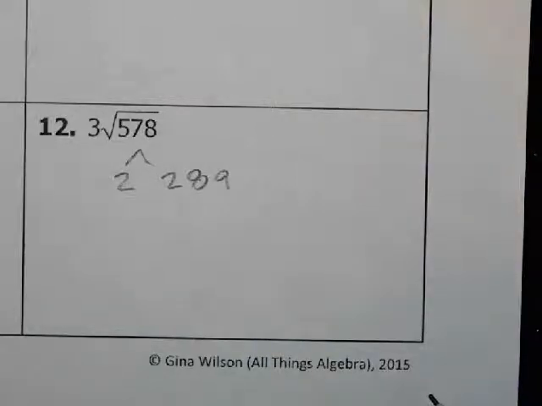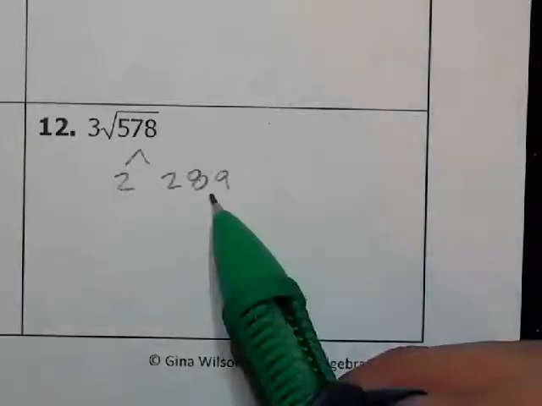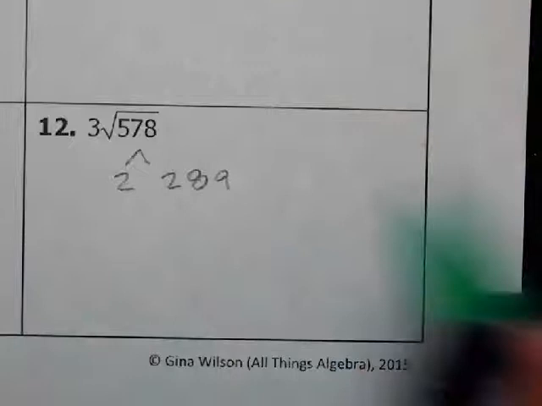I only recognized 289 as a perfect square because it was on the list we just found, not because I actually knew that ahead of time. So what is the square root of 289? 17! Gina, why you do this to us?